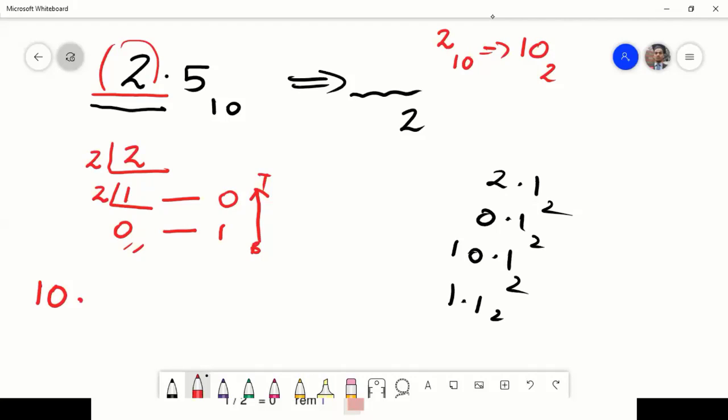So 10 point. Now take this fractional part, that is 0.5. So 0.5 multiplied by 2, then we will get 1.00. So with this we can stop, because there is no other fractional value, it comes as 0. So 1. Since we have only one value, you can take it top to bottom or bottom to top, no issues. So this 1 means 0.1. So already 10 is here, so 10.1.